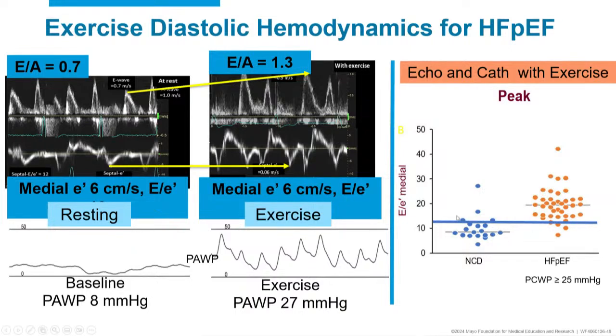And then this is a simultaneous cath and echocardiogram with exercise showing that E over E prime ratio from medial, not 15, around 11 or 12, is very sensitive and specific for patients with a wedge pressure of 25 millimeters of mercury or greater. This is a definition of heart failure with a preserved ejection fraction.